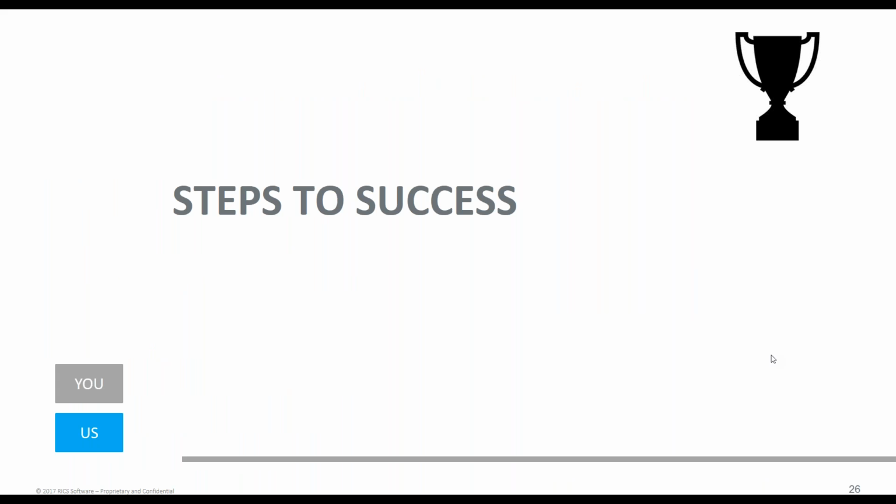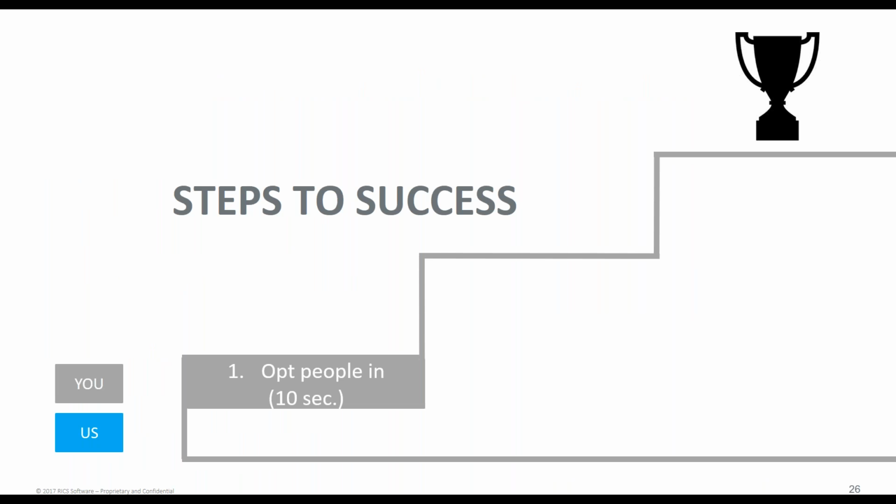So let's look at the steps to success for the ChatterSpot application. It really is very powerful if you do these 3 simple things. The first is opt people in, which is very simple. At checkout, the text message will automatically be sent to them, and they reply Y, and you're done. It's very easy to do.